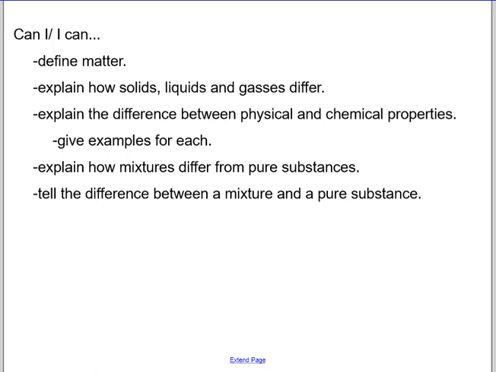In our next lecture, we're going to take a closer look at the difference between the different phases of matter.